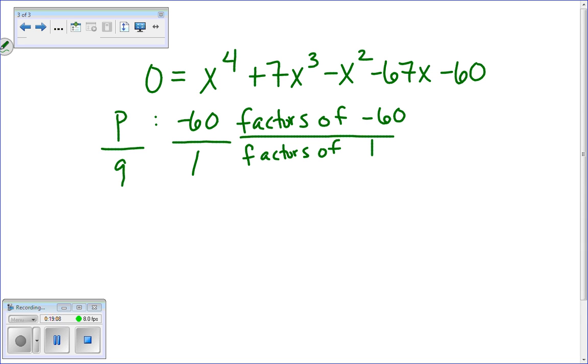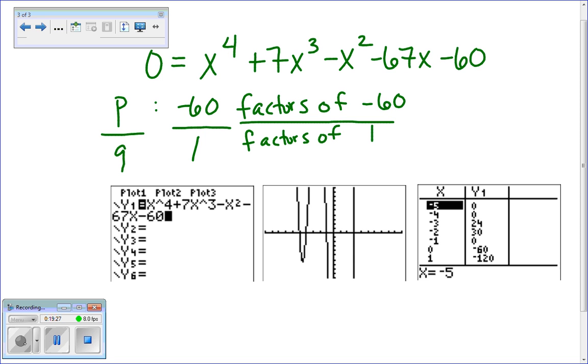So what I want you to do right now is go into your calculator and type in your y equals screen this equation: the x to the 4th plus 7x cubed minus x squared minus 67x minus 60. So pause the video and make sure you get your calculator and type that into your y equals screen. Okay, as you put this into your y equals screen, that's the first screenshot you should see. What you need to make sure you notice is that your plots are not highlighted. If they are, you have to go back into that y equals screen and turn them off. You just scroll up and press enter on the plots.